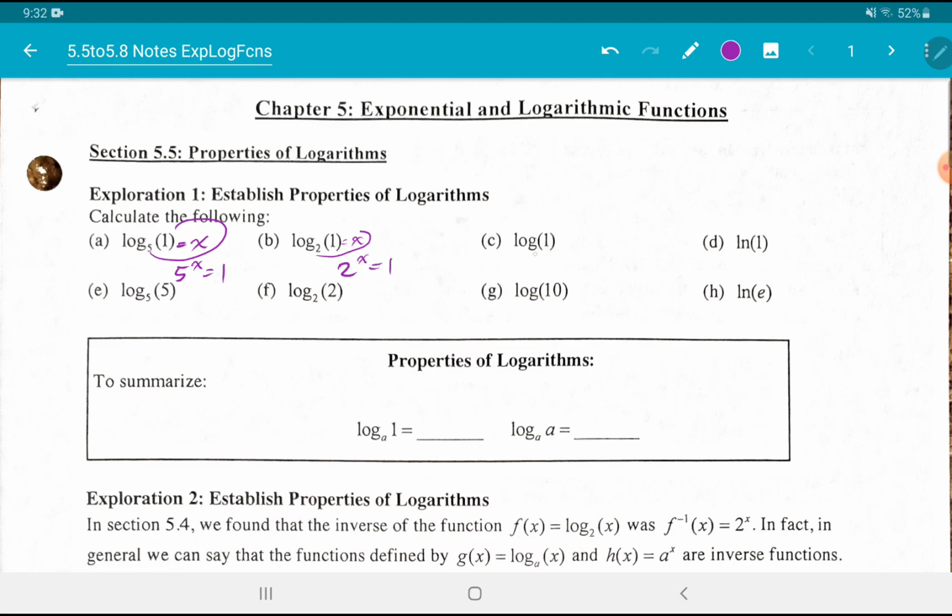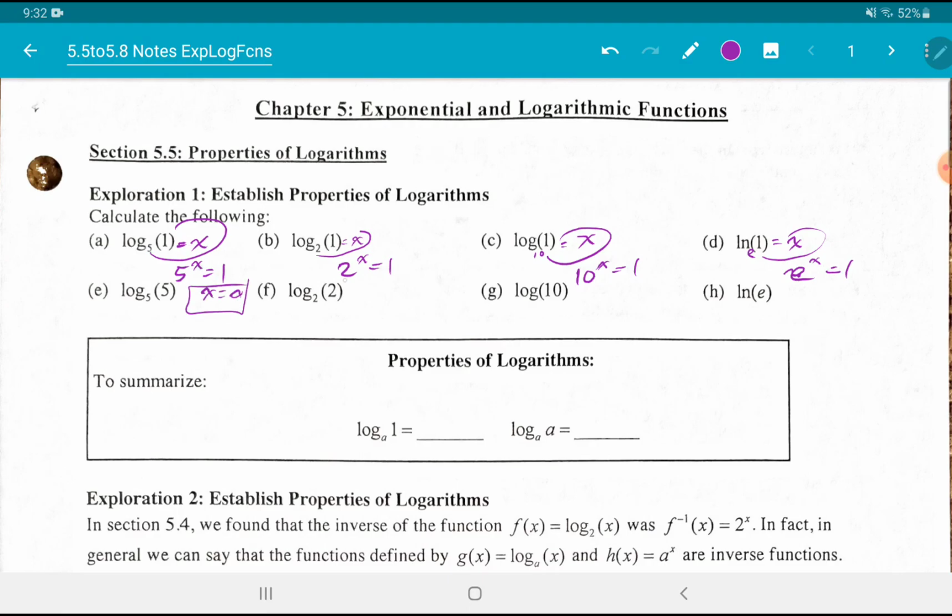Notice how our exponential is always equal to 1. 10 to the x equals 1. And remember, this is really like a log base e. So what we're saying is e to the x equals 1. Now, one thing you know about exponents is anything to the 0 power equals 1.